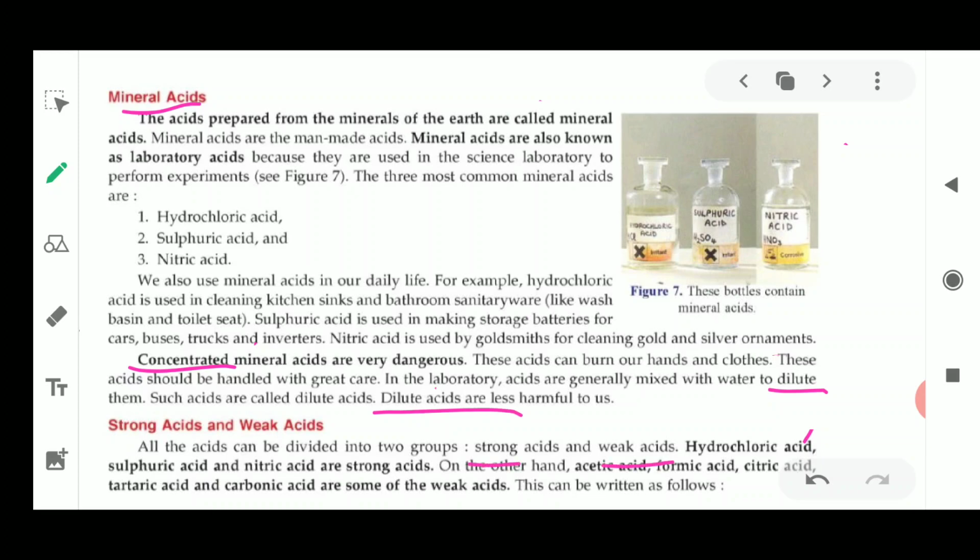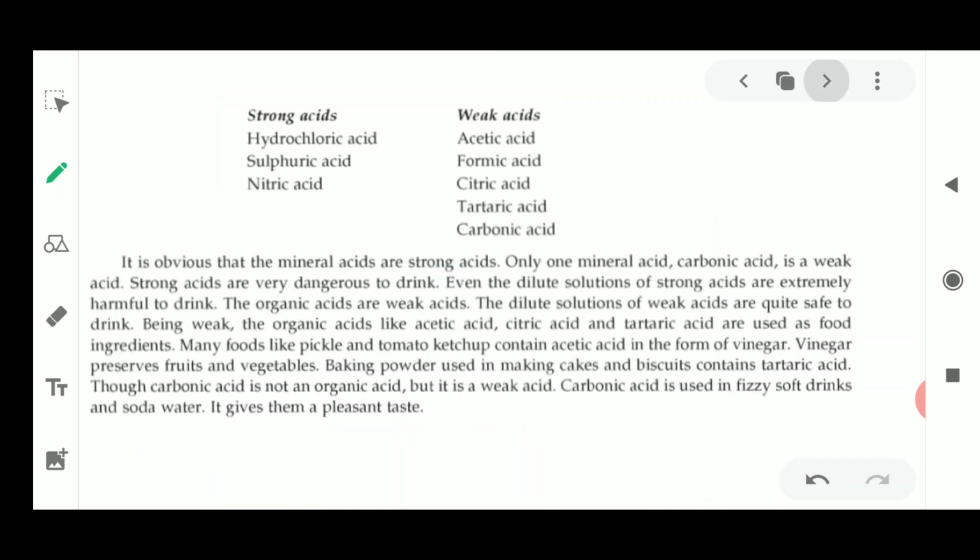Hydrochloric acid, sulfuric acid, nitric acid are very strong acids. On the other hand, acetic acid, formic acid, citric acid, tartaric acid and carbonic acid are some of the weak acids. So we have seen that organic acids are the weak acids and the mineral acids are the strong acids, and the strongness and the weakness of the acid depends upon the concentrated strength and the dilute strength of the acid. Fine.